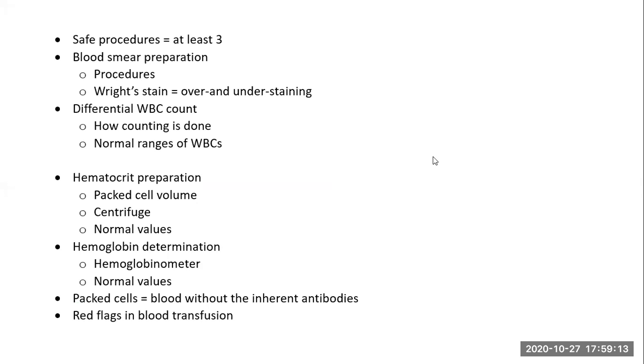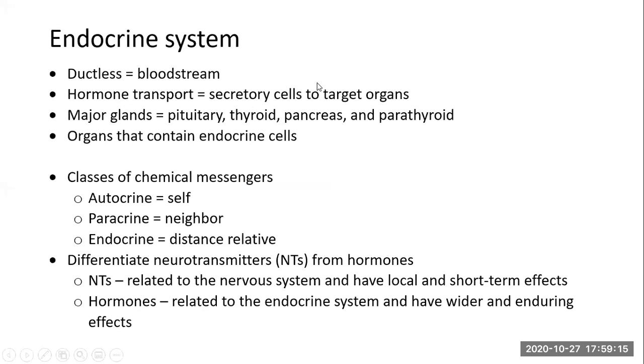This is all regarding blood, and let's go to the endocrine system. The endocrine system contains endocrine glands. These glands are ductless glands. They don't have their own ducts or canals, so their secretions, which are mainly hormones, are sent via blood vessels into the bloodstream.